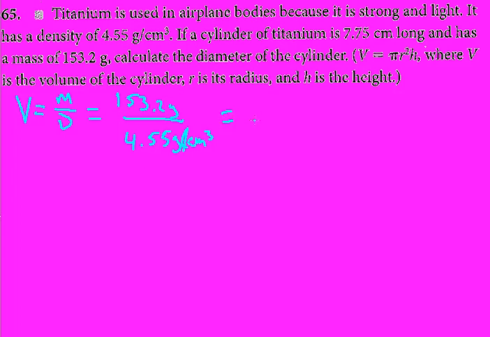Do this math: 153.2 grams divided by 4.55 grams per cubic centimeter. That's going to give us a volume of 33.7 centimeters cubed. Now we use the formula from geometry for the volume of a cylinder, and that's pi r squared, which is the formula for the area of a circle, and now we're going to add to it the height. In this case, we're going to use our length as h. So we can define that here, where h is equal to 7.75 centimeters.